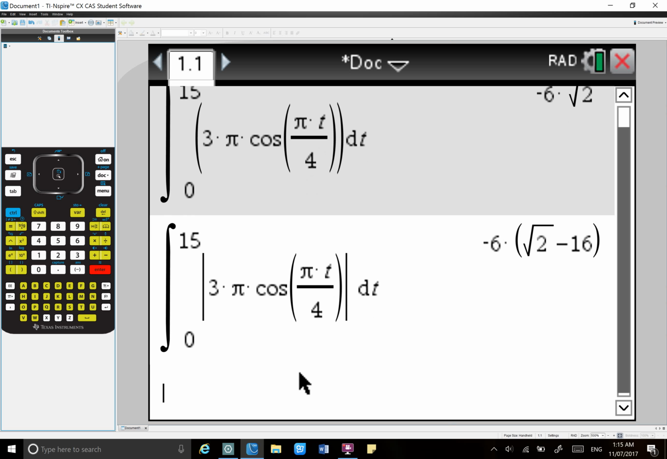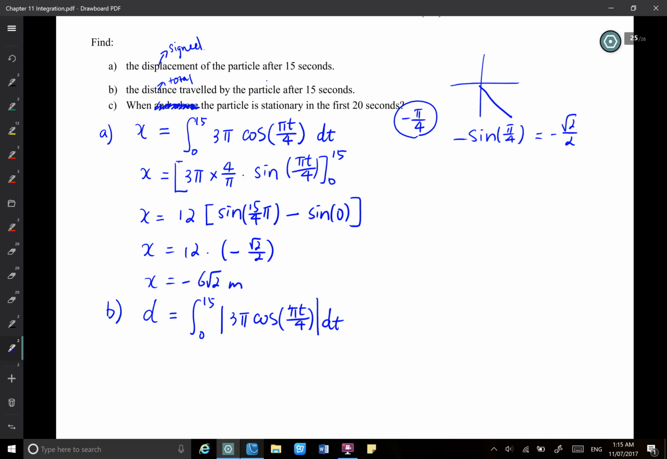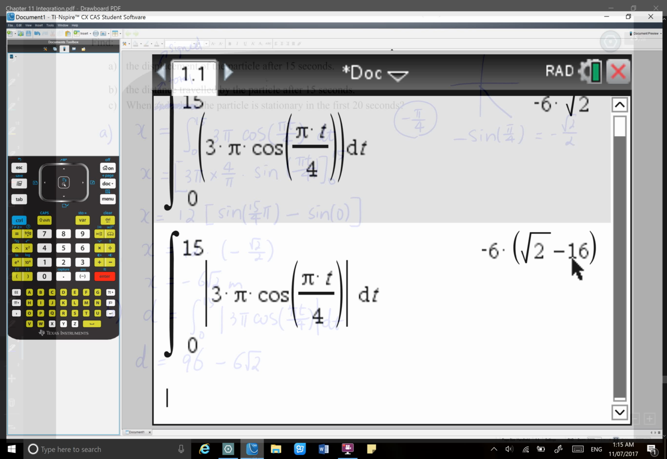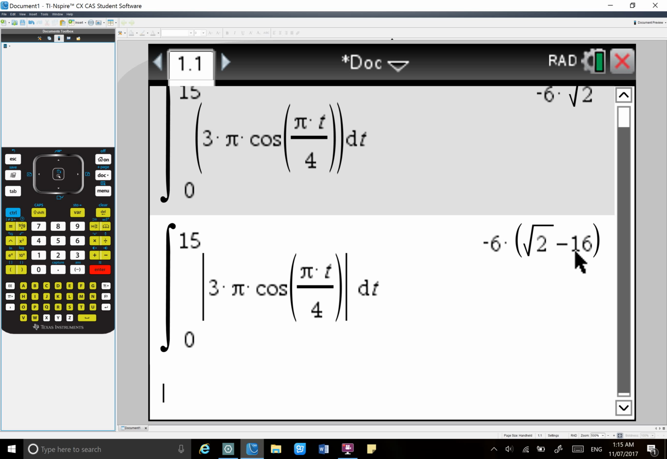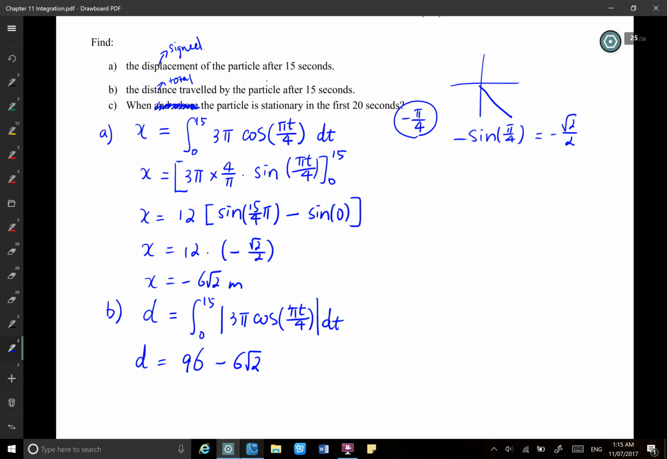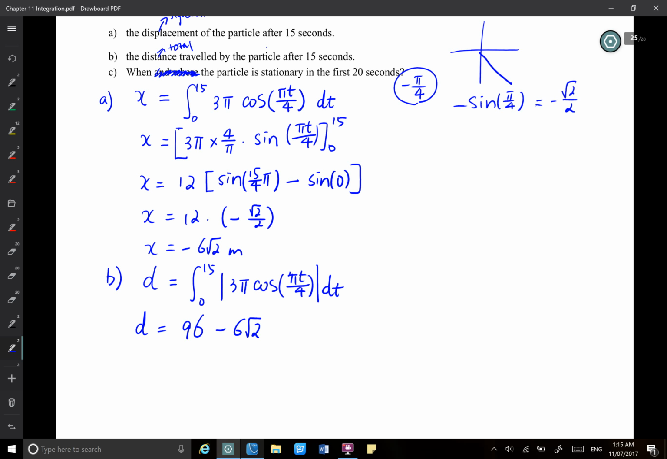Let's have a look. Okay, this one is 6 times 16, which is 96. This gives us 96 minus 6 root 2 meters. So the distance traveled is that one. If you need to go by the hand approach, you need to sketch the graph first and then find it part by part. Okay, above one, below one, and add all of them together.